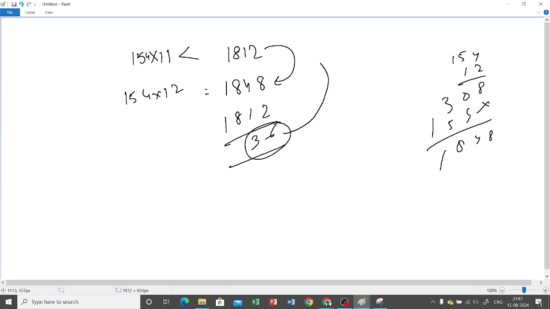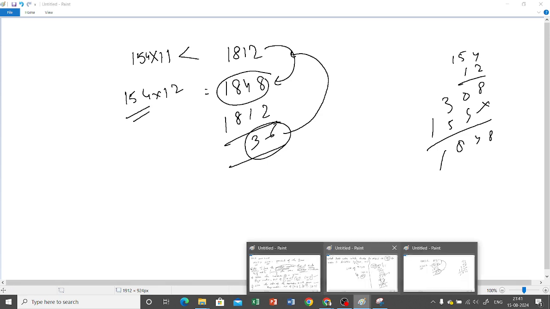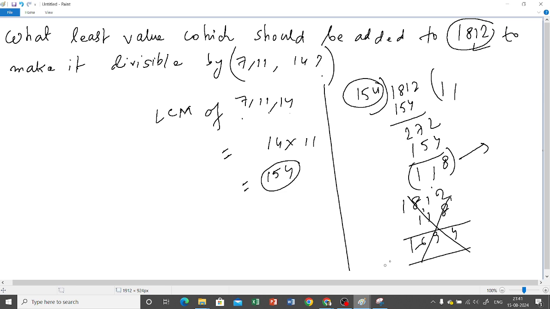So that means if I add 36 to 1812, I will reach 1848, which is perfectly divisible by 154, and that means perfectly divisible by what? 7, 11, 14. Let me summarize this once again.